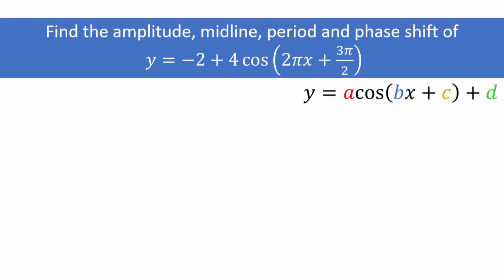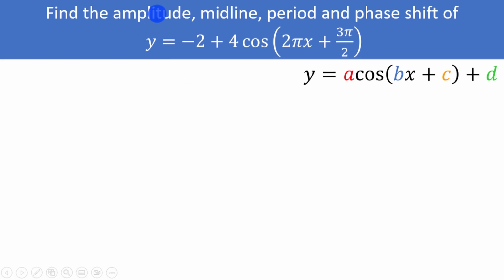Let's try another problem. We are asked to find the amplitude, midline, period, and phase shift of this function. Let's start with the amplitude. The amplitude is always the absolute value of a, the value multiplying the function, which in this case is going to be 4. This function will oscillate 4 units above and below its midline.